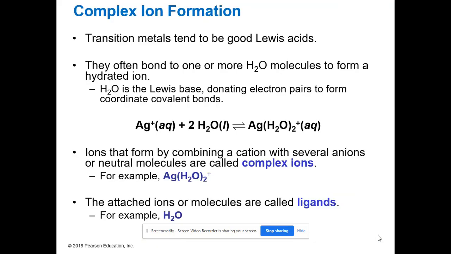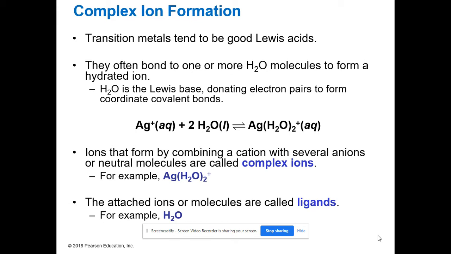Okay, students, we are going to talk about our last topic in this chapter, which is complex ion formation. This is talking about our transition metals. So remember that middle center D block of our periodic table. Our transition metals are good Lewis acids. Remember that means they like to accept lone pairs. They usually would like to bond with water molecules to form hydrated ions because water is a Lewis base. Remember, it's got those two lone pairs on that oxygen that like to donate to the transition metal.